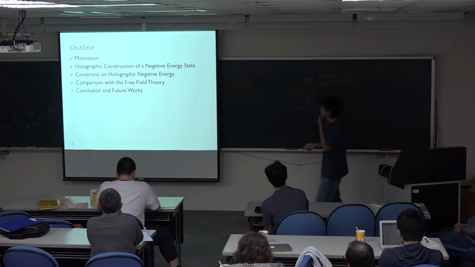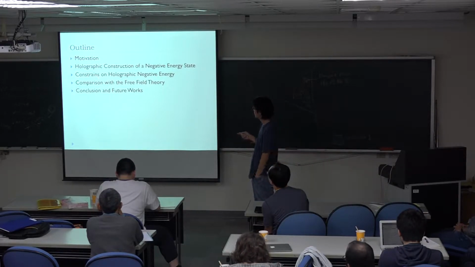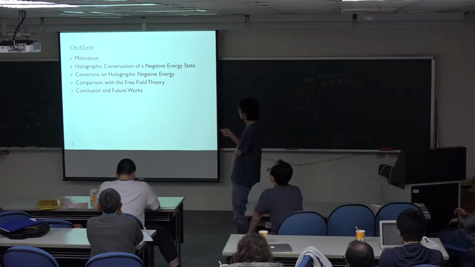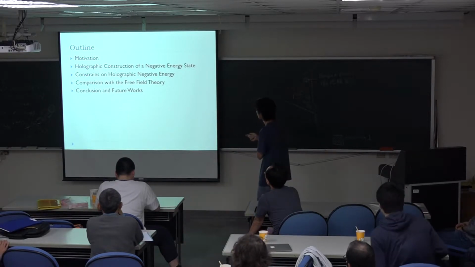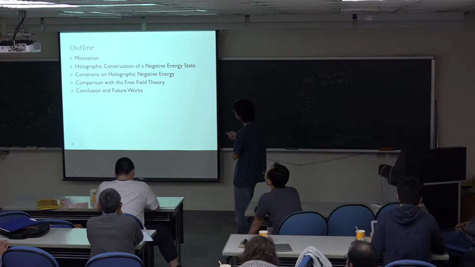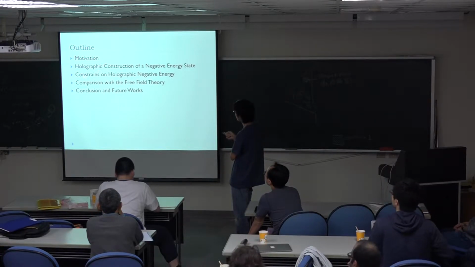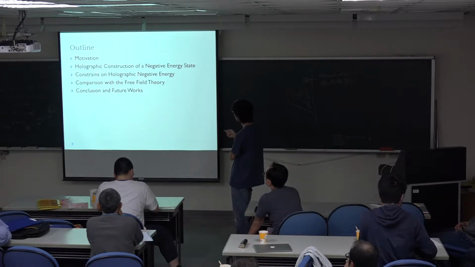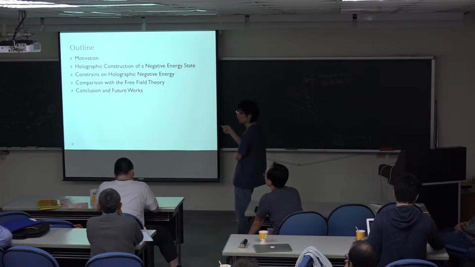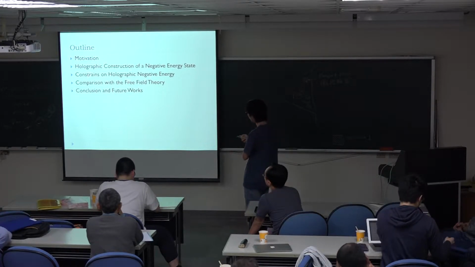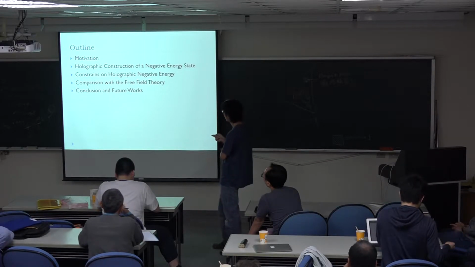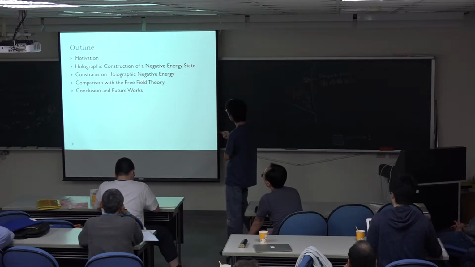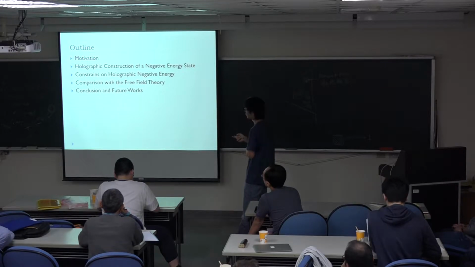Here's the outline. First, I will give a motivation, and then I will give our holographic construction of the negative energy state. Then I will discuss some constraints on the negative energy we obtain from the holographic setup. Then it will be interesting to make a comparison with the result from previous theory. And then I will conclude.